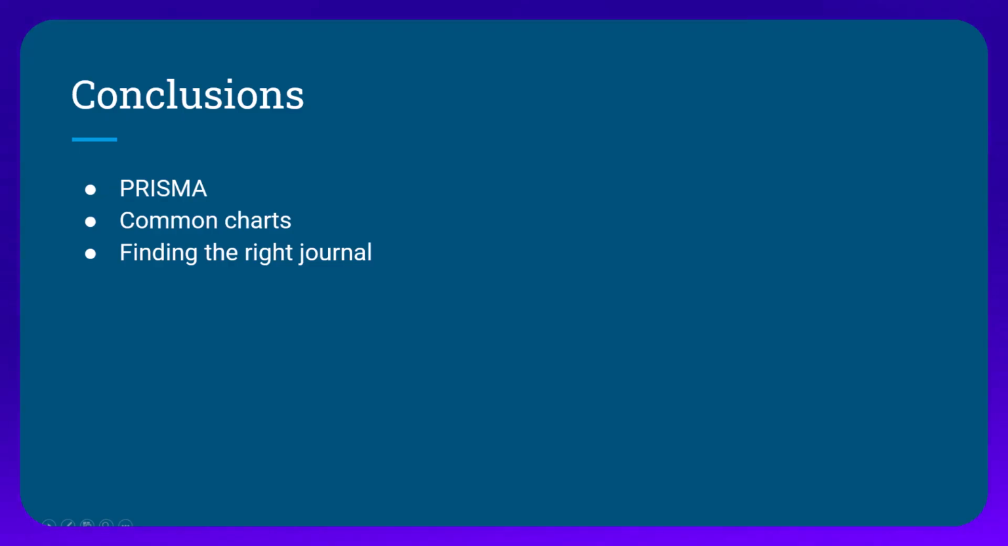In conclusion, during this session, we discussed how PRISMA can help in the preparation of a manuscript. We also looked at a number of common charts which are often included in published systematic reviews, and we briefly discussed the issue of identifying a good journal for your manuscript.